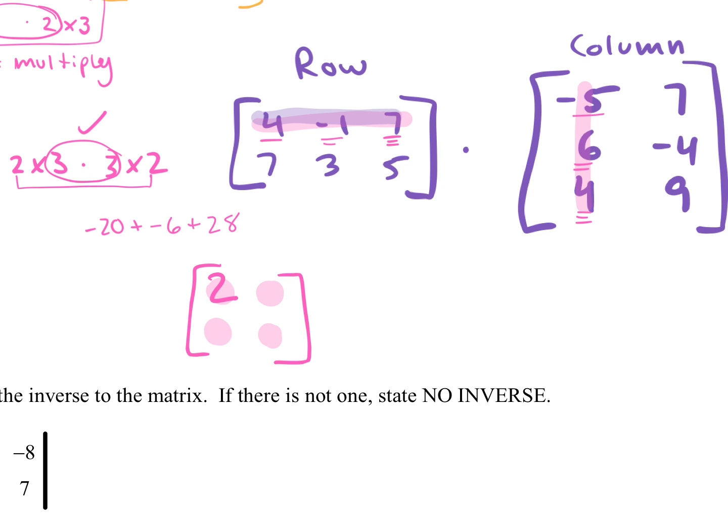Next, we stay with the first row. Let's do the second column. So that's going to go in the first row, second column spot. First, we have 4 times 7, which would be 28. -1 times -4 would be 4. And 7 times 9 would be 63. So 28 plus 4 plus 63. 28 plus 4 would be 32. 32 plus 63 would be 95.